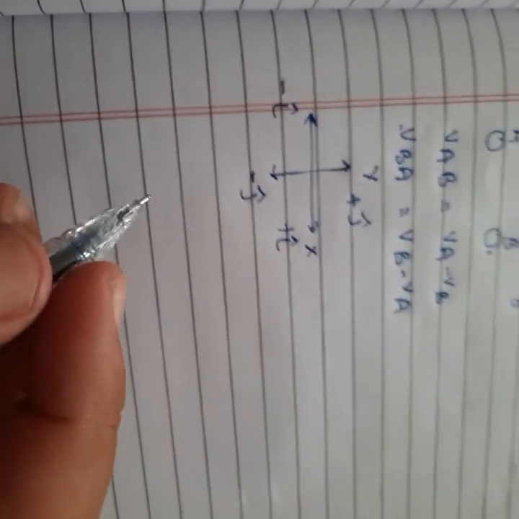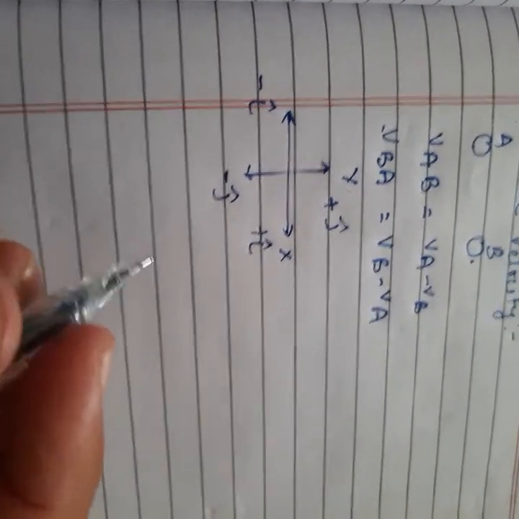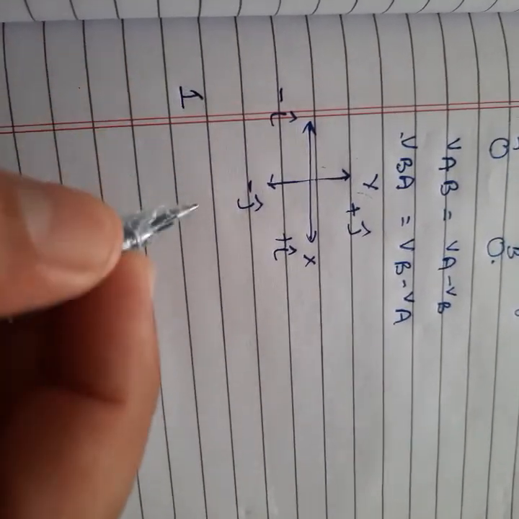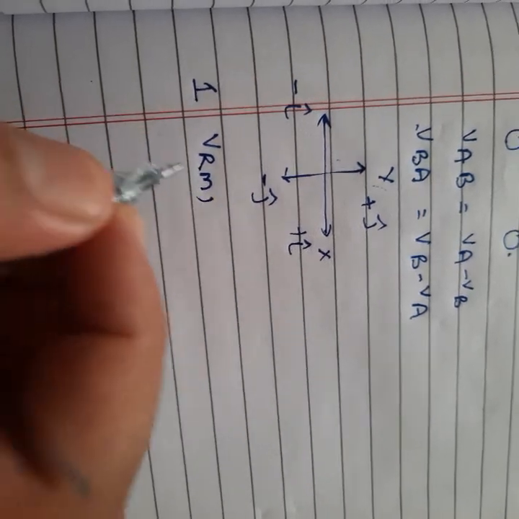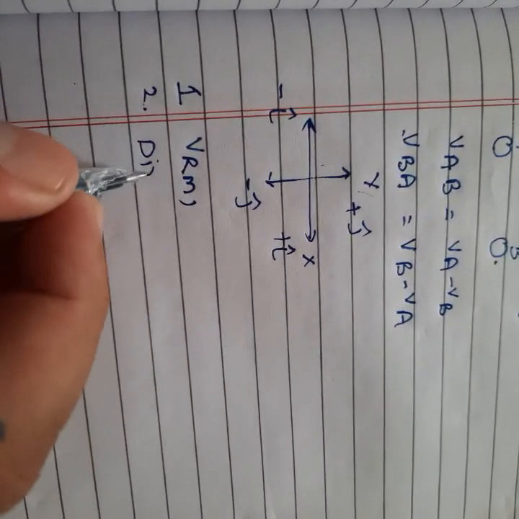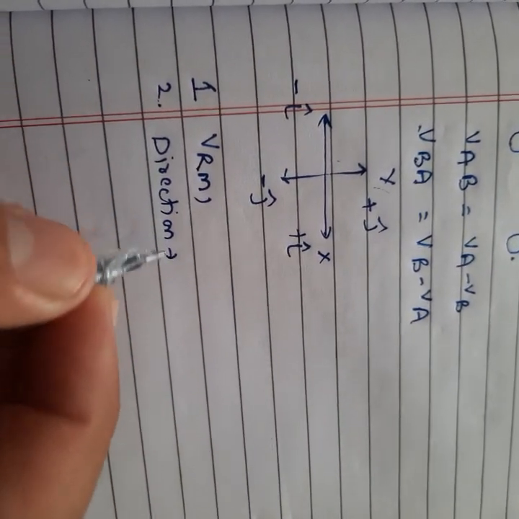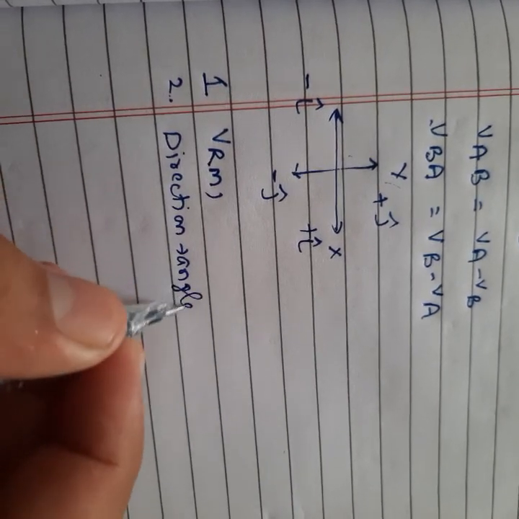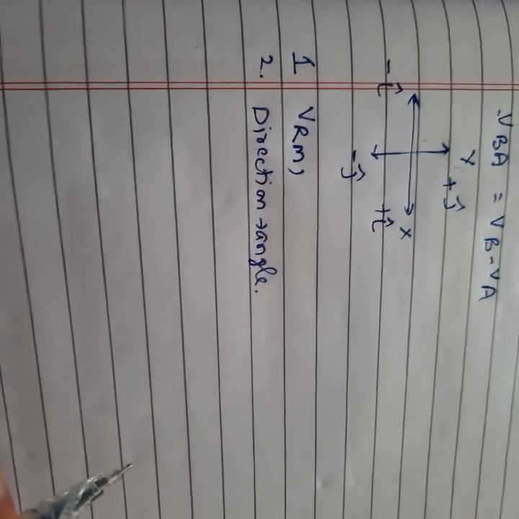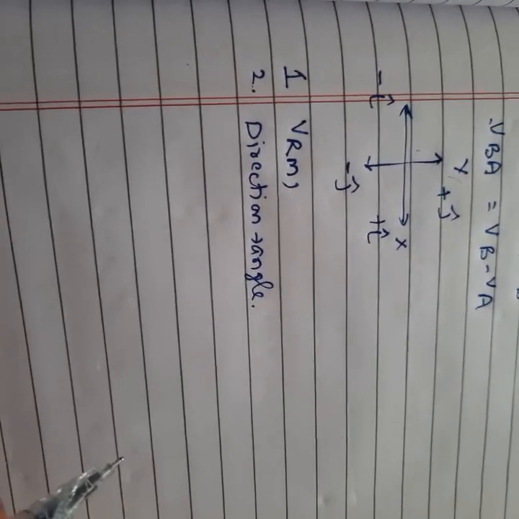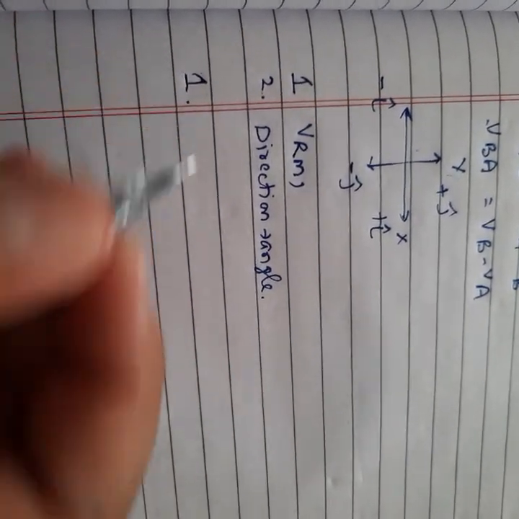Clear? So in these numericals we will find out two things only. Number one, the velocity of rain with respect to man. Second, the direction, meaning the angle, at which the man will keep his umbrella to save himself from the rain. Now let us start our first numerical.